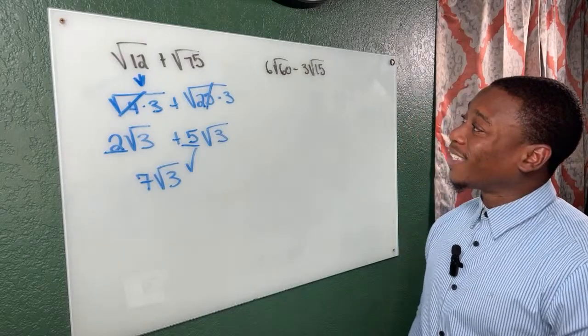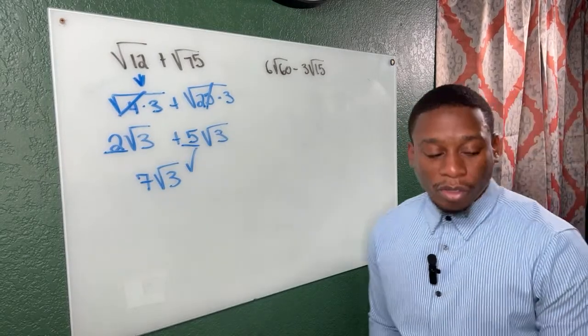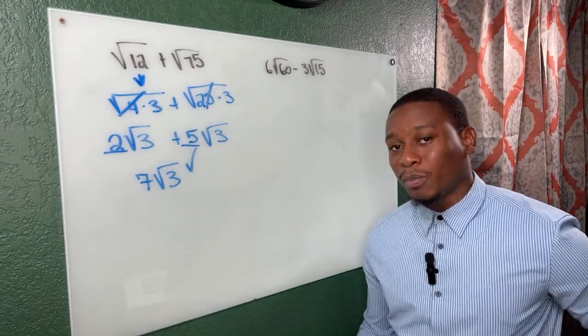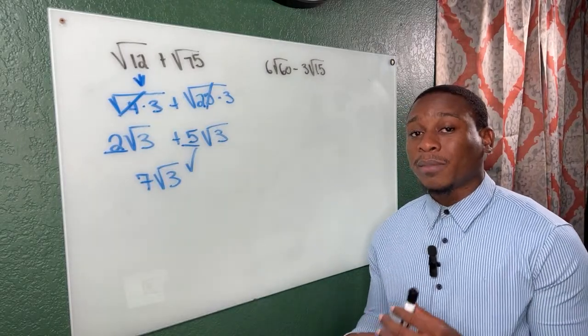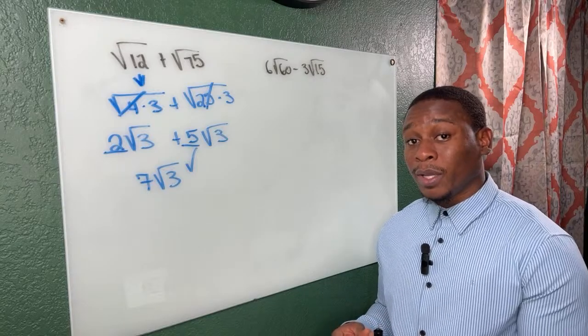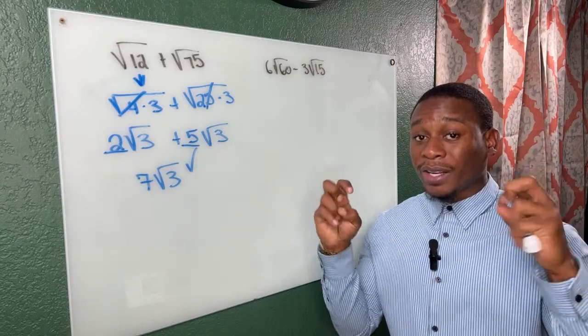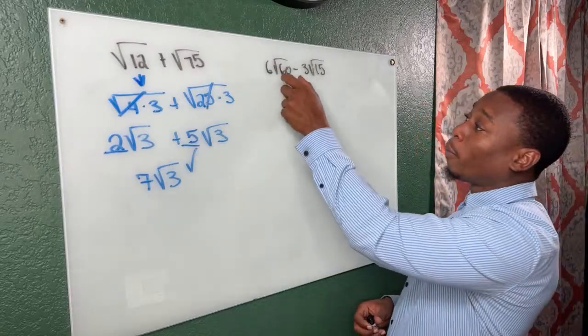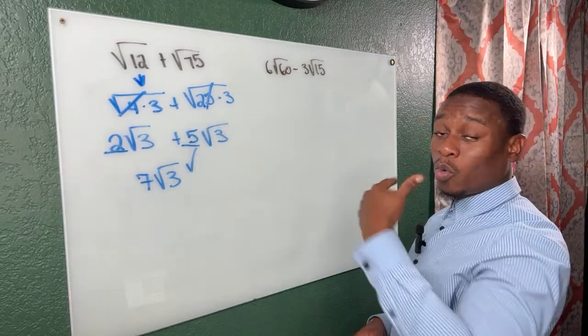Now in our second example, this is a little bit different because after we simplify, we're going to have to do some multiplication. And sometimes students confuse this step because of adding and subtracting radicals. Even though we're adding and subtracting, if a perfect square comes from under the radical, we multiply.